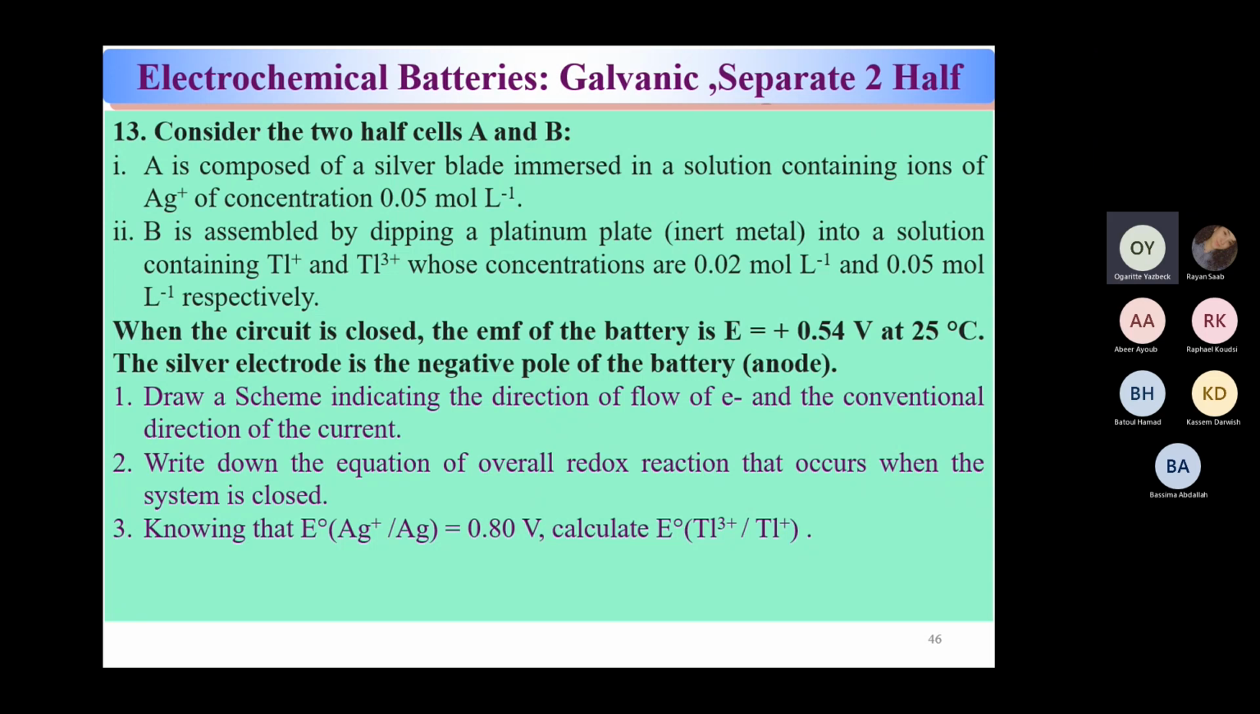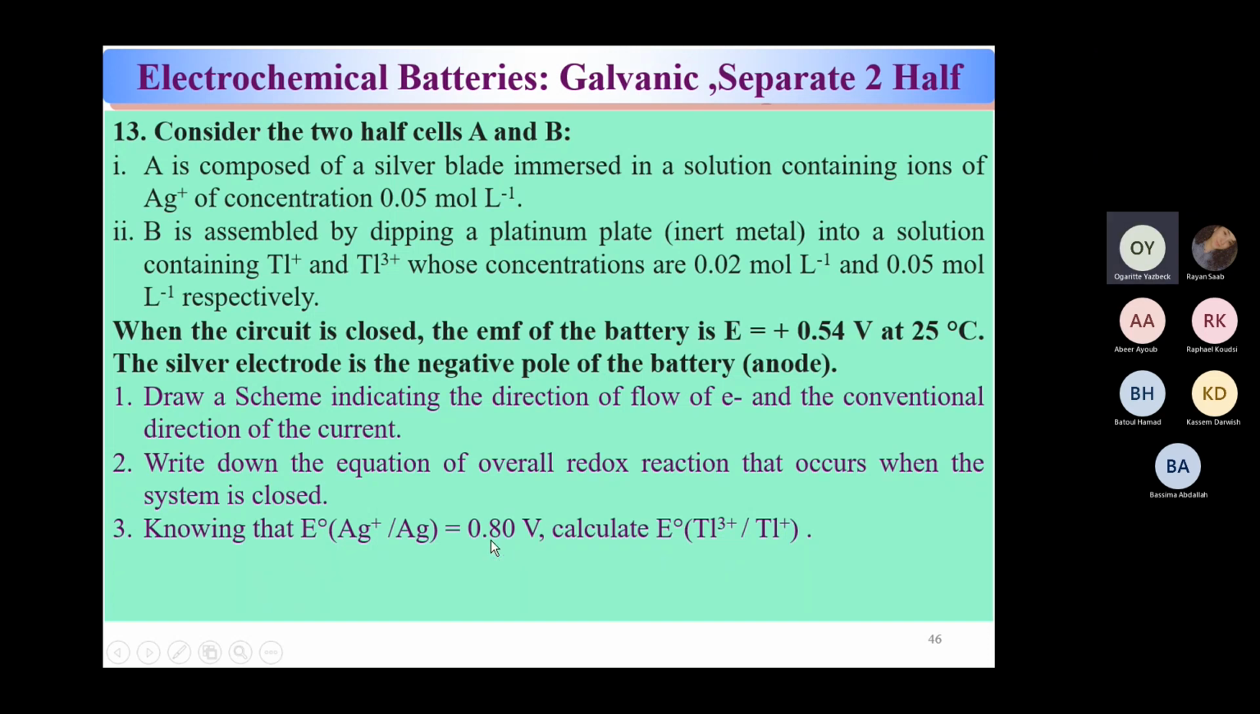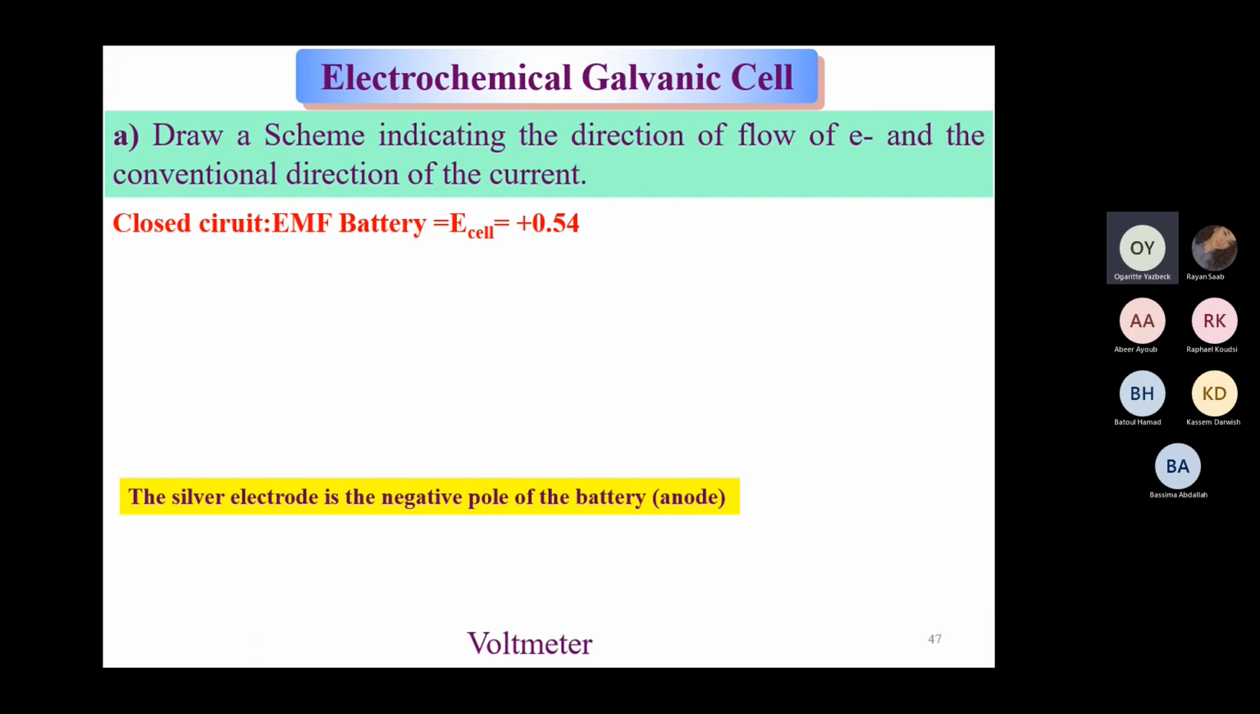Now, typically, guys, if you were given the two E naughts, always with a battery, even if you're non-standard, choose the higher E naught to be at the oxidation half, okay? And the lower E naught to be at the reduction half, okay? Even though the E naught should be corrected to an E with different concentrations, I'll tell you that there isn't that much of a difference. Calculate the K at equilibrium.